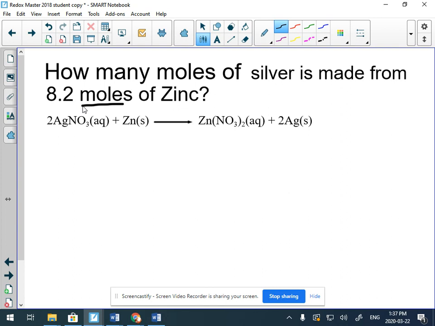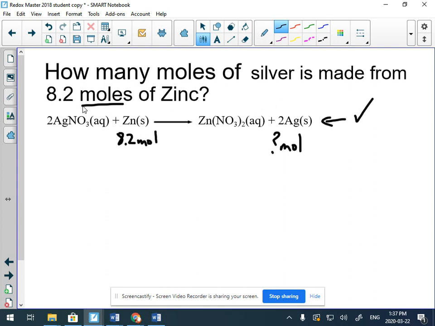First, we need to double check that the reaction given to us is balanced, and it is. And then we're going to write down what we know. It says we need to solve the number of moles of silver. So I'm going to write question mark mol. MOL is short for mole. And I'm going to write 8.2 mol of zinc.